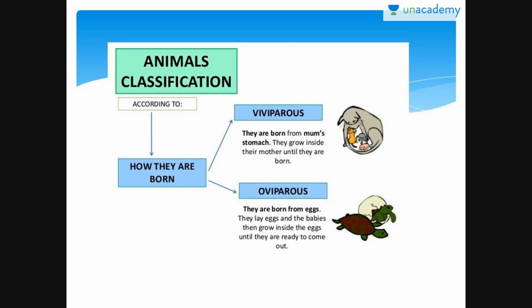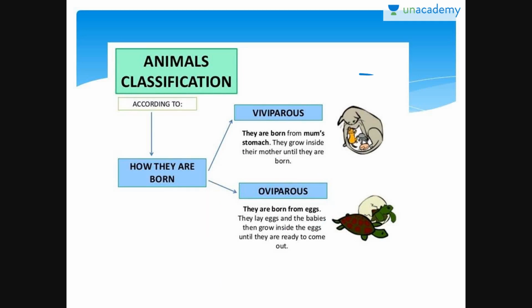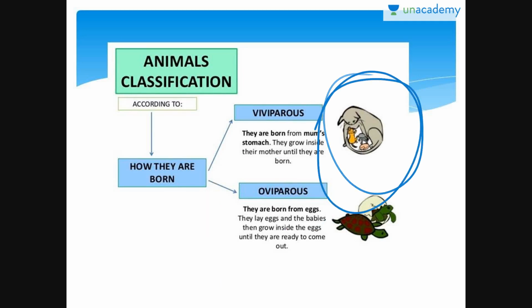Animals can be classified according to how they are born into two broader categories, that is oviparous and viviparous. Oviparous are the ones which are born from eggs, and viviparous are ones which grow and develop inside the body of the female.